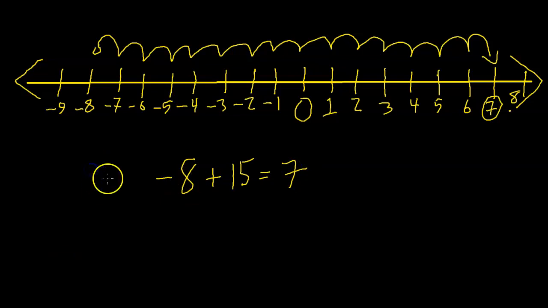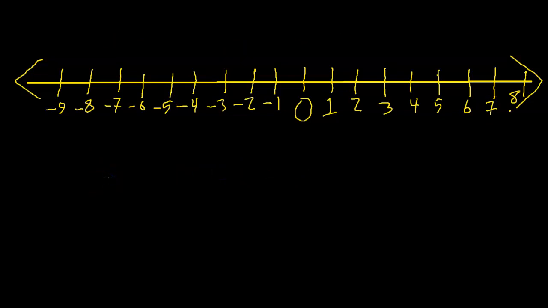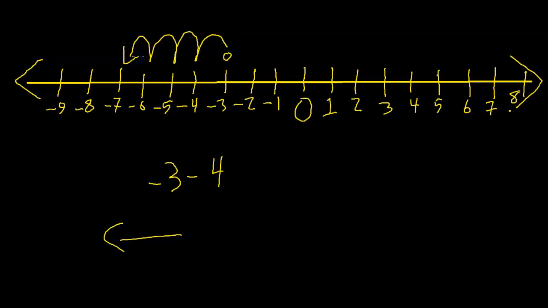Let's do one more example. Let's try -3 minus 4. All right, where do we start? We start at -3. That's right here on the number line. And what are we doing? We're subtracting. That means we're moving to the left on the number line, right? And by how many units are we moving to the left? 4, because we're subtracting 4. Start at -3, move to the left 4: count out 1, 2, 3, 4. And -3 minus 4 is nothing but -7.